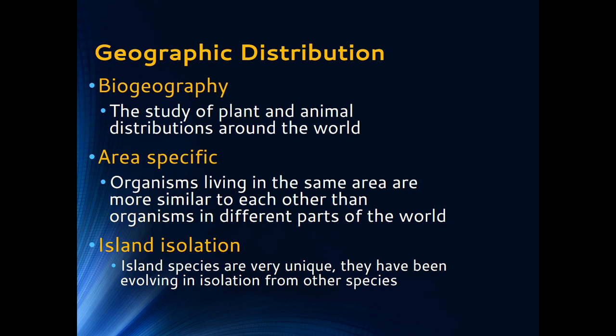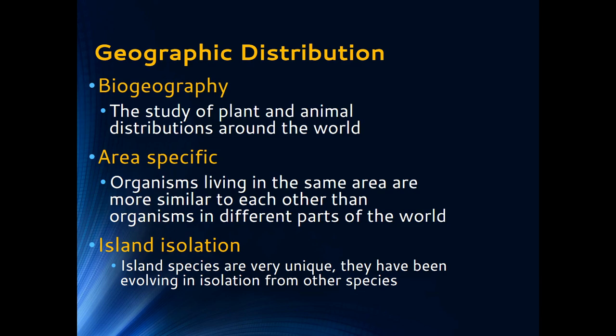Area specific: organisms that live in the same area are more similar to each other than organisms in different parts of the world. A lot of the desert species are usually lighter in color to, once again, not absorb as much heat. They have long limbs and whatnot, so they can dissipate that heat if they're warm-blooded animals. So very specific things happen to them.